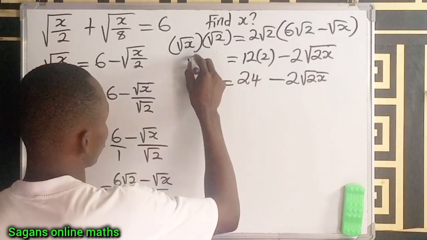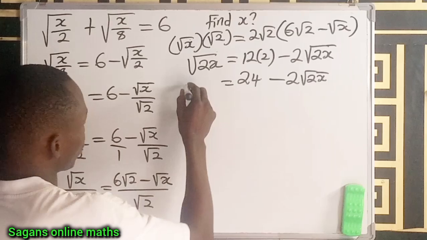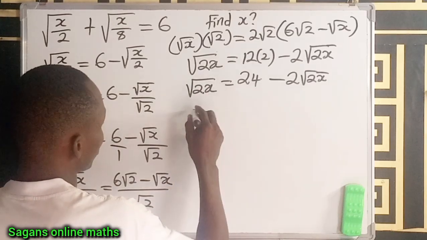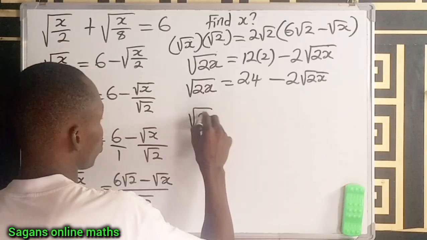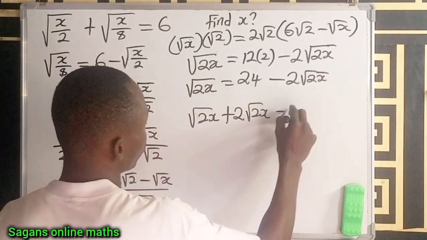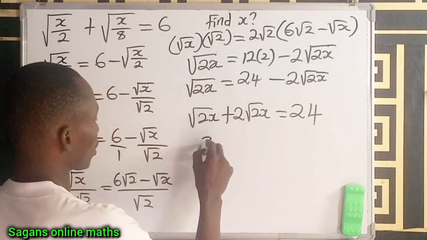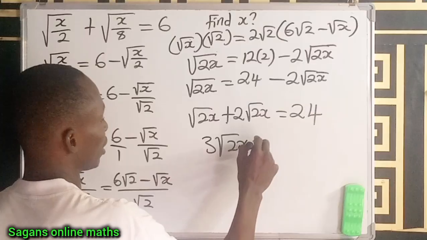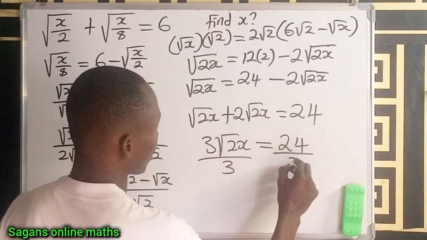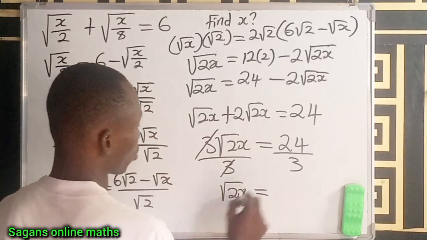So this is root 2x. If you obey the properties of surds very well, this is what you're going to have. Now, if we bring this here, I'm going to have root 2x plus 2 root 2x, right? Equals to 24. This plus is going to give us 3 root 2x equals 24. Divide here by 3. Divide here by 3. 3 cancels out this so that root 2x is equal to what?